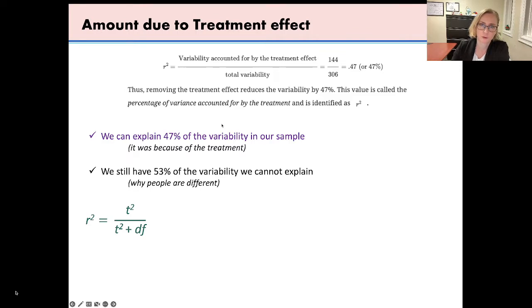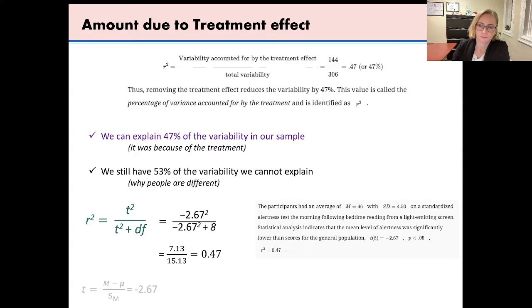So formulaically, the way that we have this is t squared over t squared plus the degrees of freedom. We can plug that in from our prior example. We might get something here, 0.47. And we might write it like this if we're going to write it up.